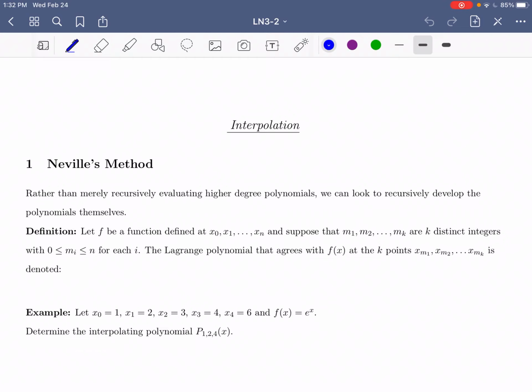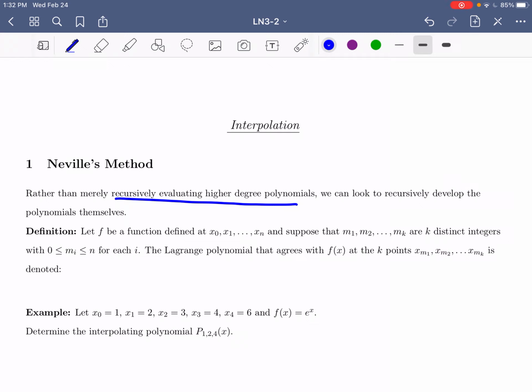In this video, we're going to take a look at Lagrange polynomials again, but this time we're going to talk about how we recursively evaluate those. To do that, let's first talk about a new definition, a new notational kind of thing. Rather than merely recursively evaluating higher degree polynomials, we can recursively develop the polynomials themselves.